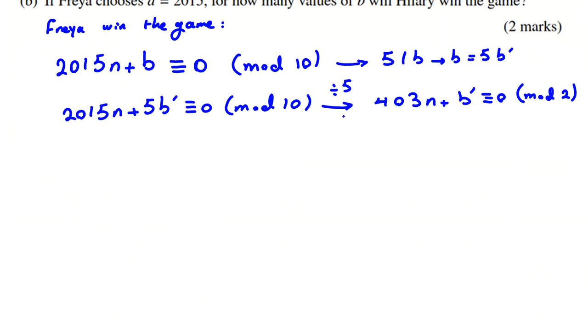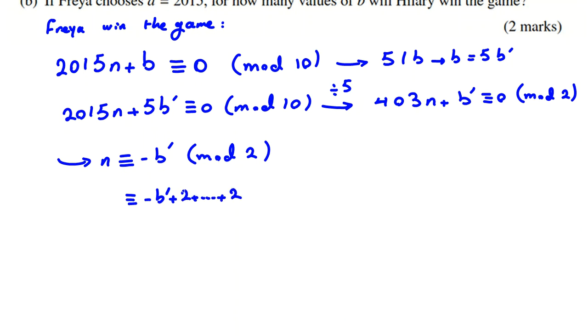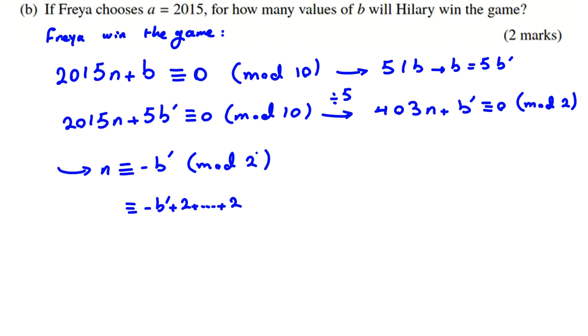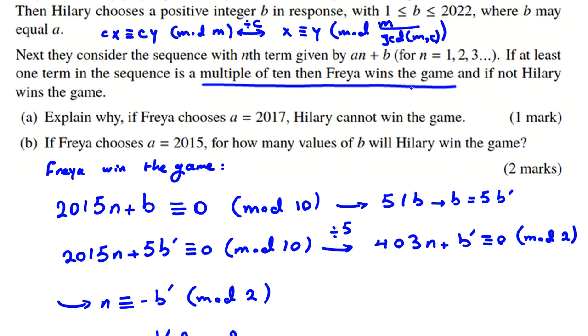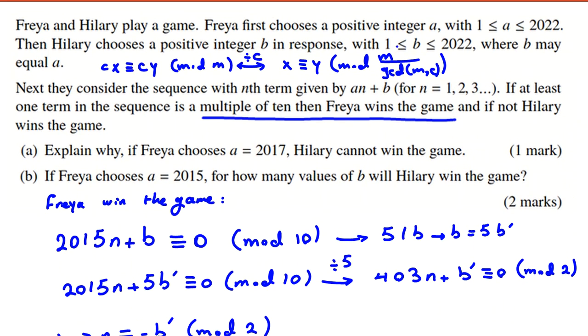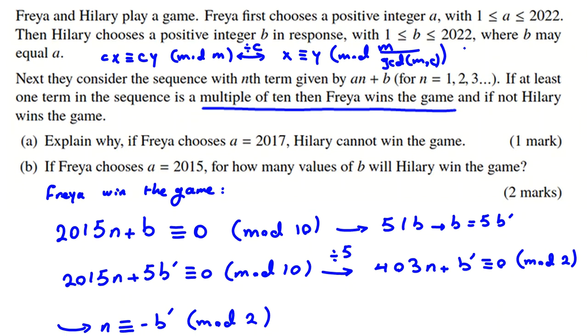Now you can say, if you consider mod 2, n is congruent to negative b prime. For any b prime, it will be good, because you can find a good n; you can add 2 as much as you can to reach a positive number. So for any b prime, it will be good. So multiples of 5 are bad for Hillary, and good for Freya. So b can be what, from 1 to 2022?